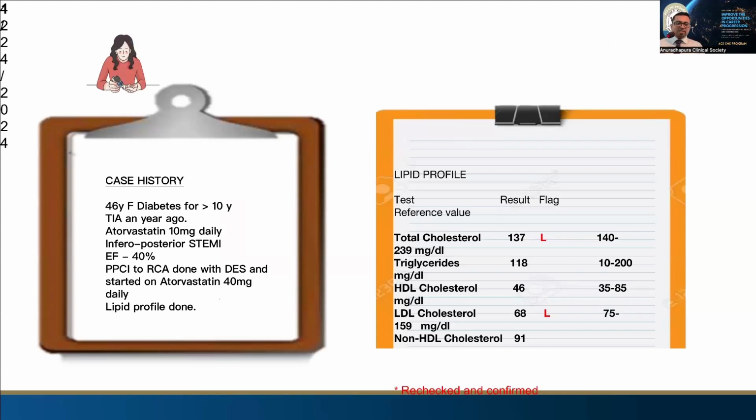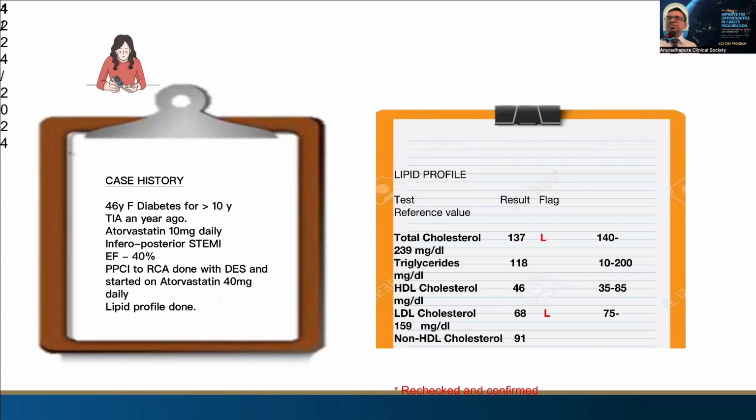And so I'm going to discuss a case. Actually, this was some time back. This lady with diabetes had a TIA or stroke some time back, and she was on atorvastatin and aspirin. She presented with an inferior MI and underwent successful primary PCI with a drug-eluting stent, and she was started on atorvastatin.